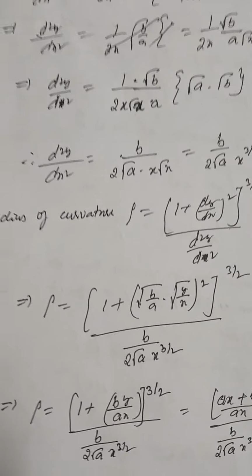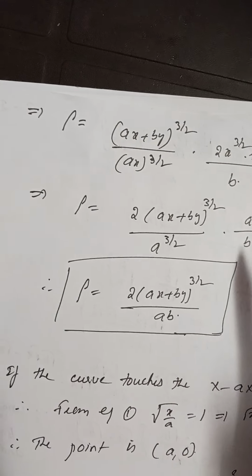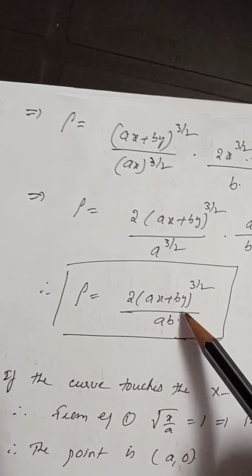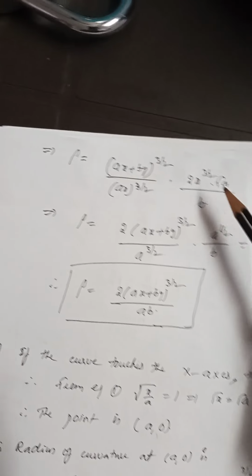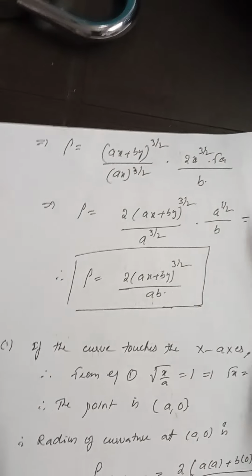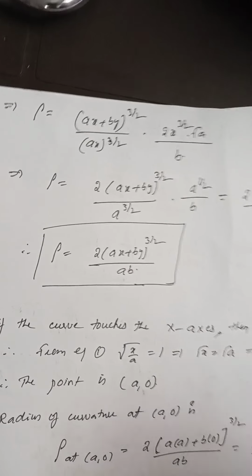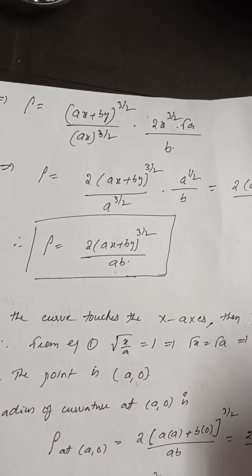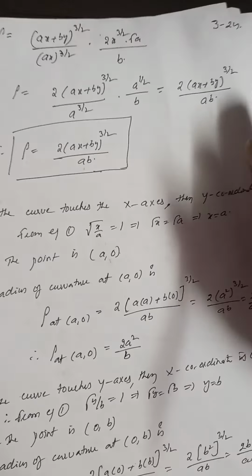Now after simplification, we are getting rho is equal to this thing here, 2 into (ax plus by) whole to the power of 3 by 2 by ab, right? Please go through this simplification, taking LCM and simplifying the numerator as well as the denominator. We know the rho value, but our aim is to find the radius of curvature at the points where it meets the coordinate axes. Coordinate axes means x-axis and y-axis.